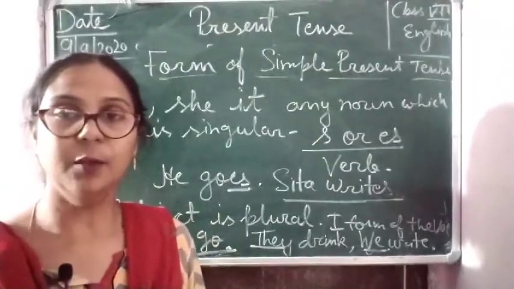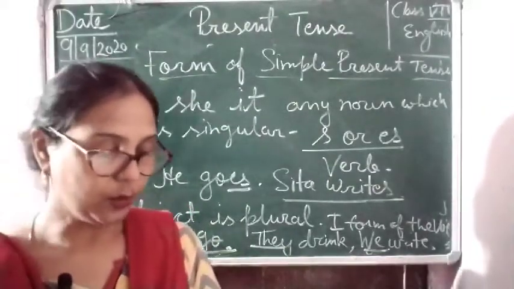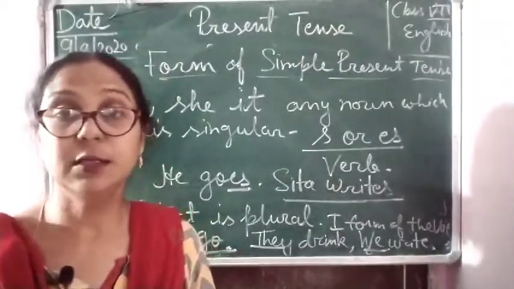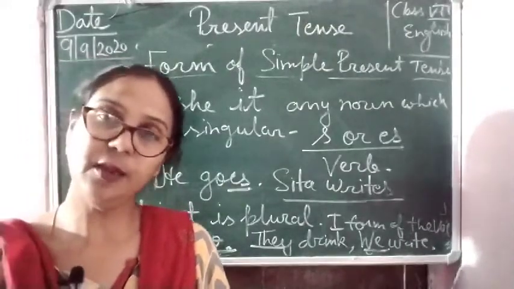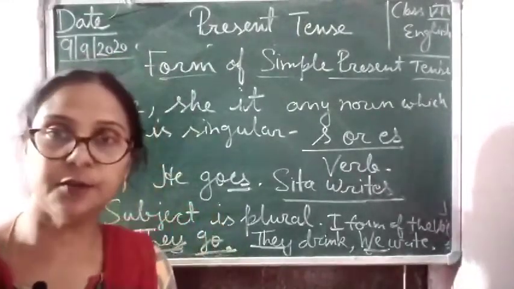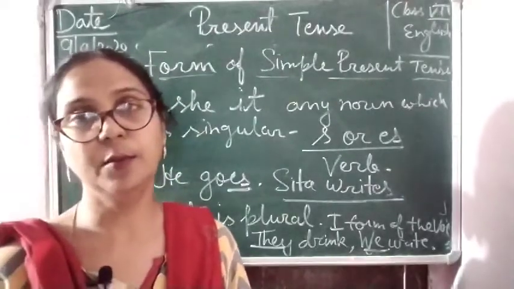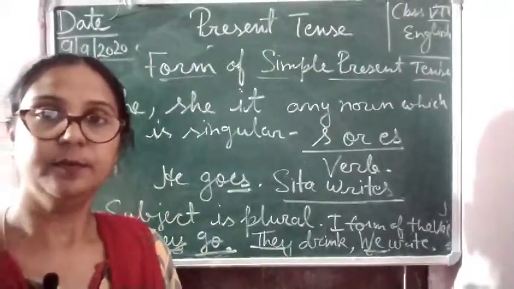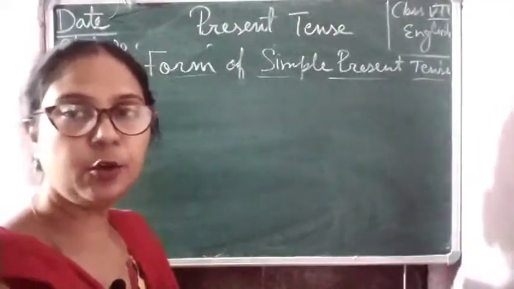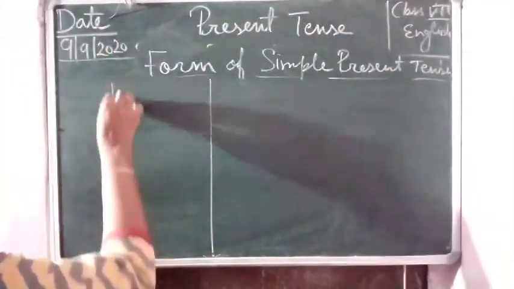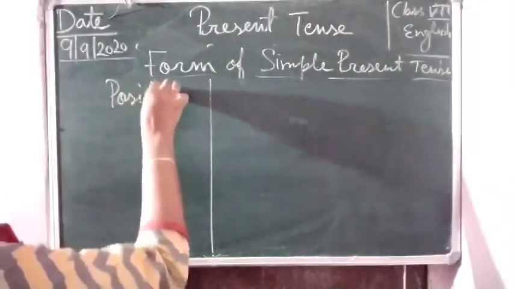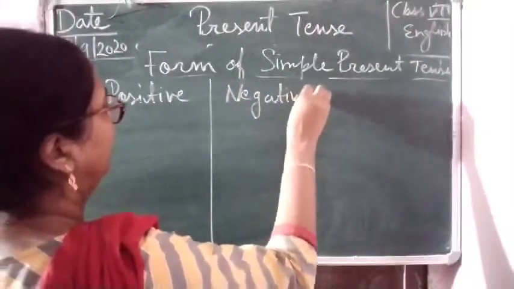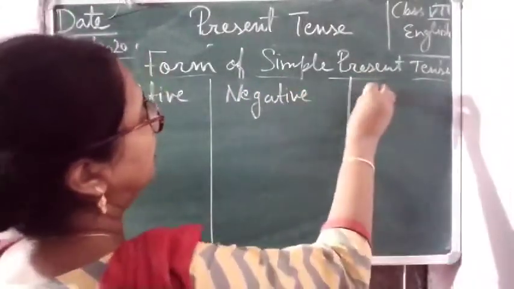Now we are moving on to learn how many parts simple present tense has. How can we write simple present tense in positive form, in interrogative form, and in negative form? So now let's start. Simple present is divided into three parts. First is positive, second is negative, and third is interrogative.